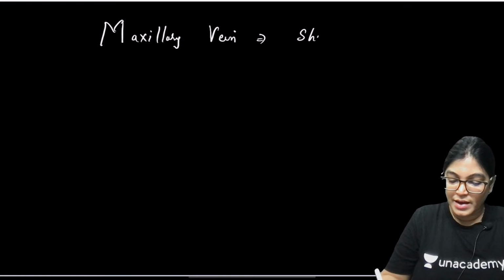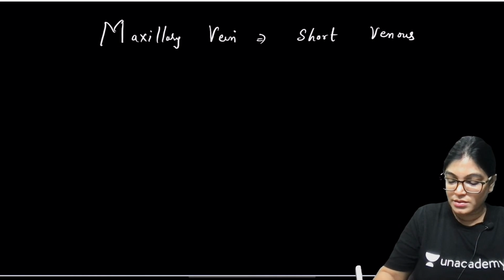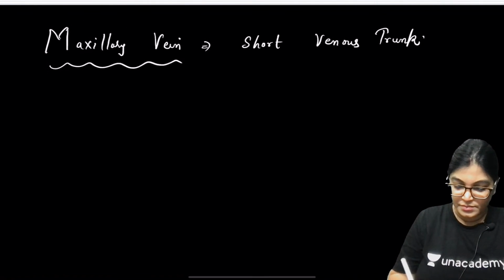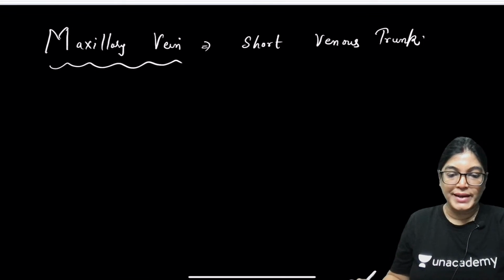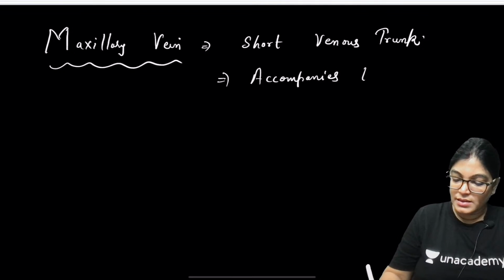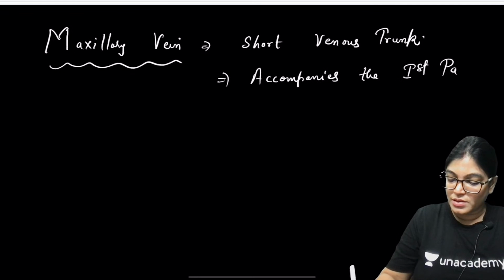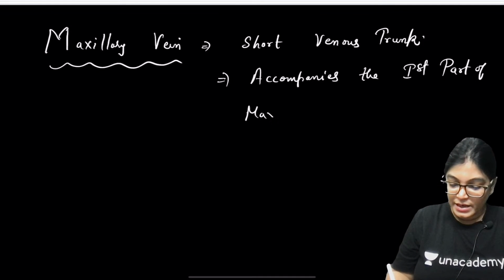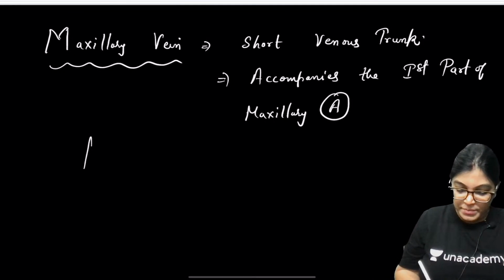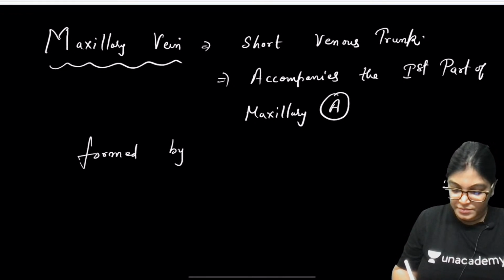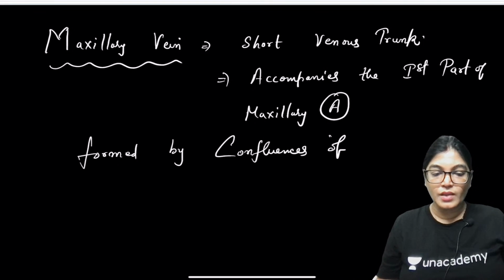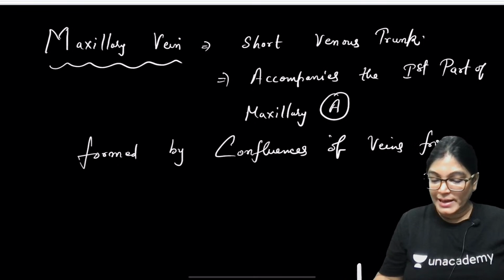Maxillary vein is having a short venous trunk. It accompanies the first part of the maxillary artery. It is formed by the confluence of veins from the pterygoid venous plexus.